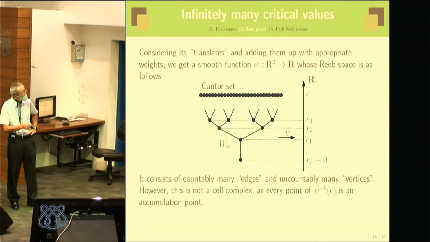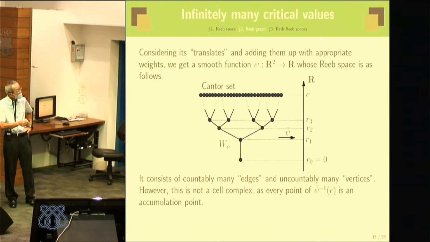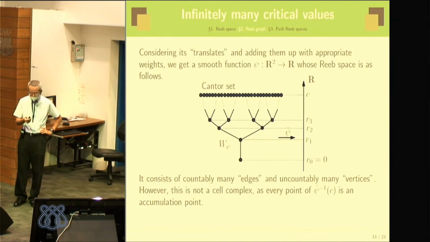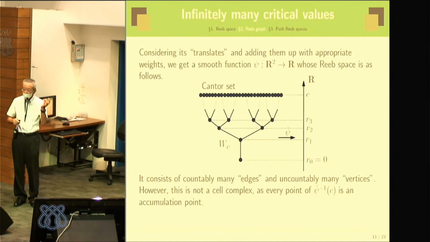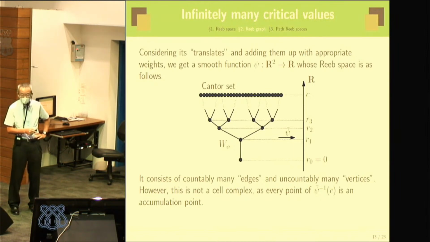Why? Because here you have uncountably many vertices, but these vertices are not discrete. Each point is an accumulation point of the others. So this means that this does not have a graph topology. If you have a graph, the set of vertices must have the discrete topology. But in this example, it does not.